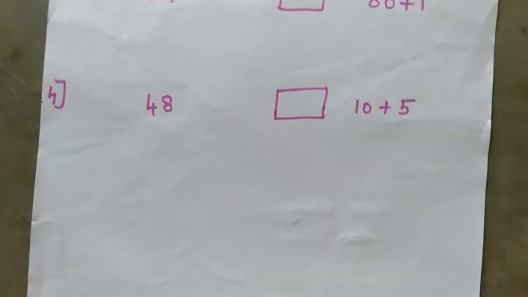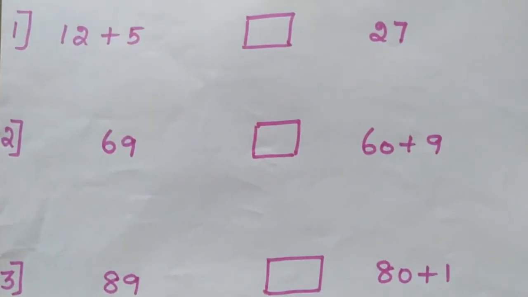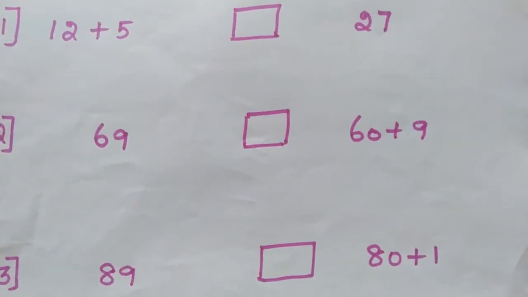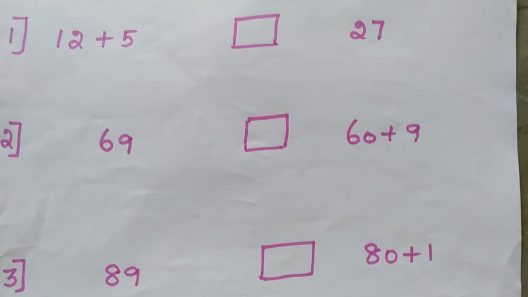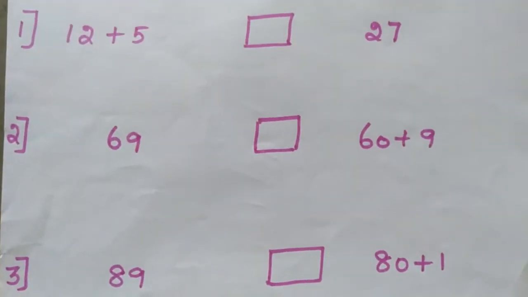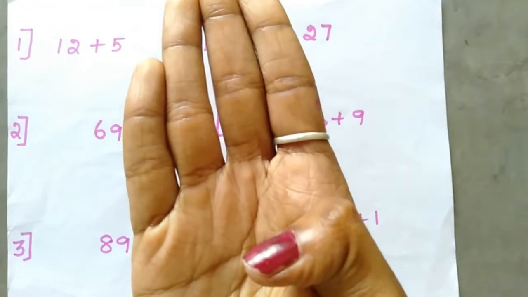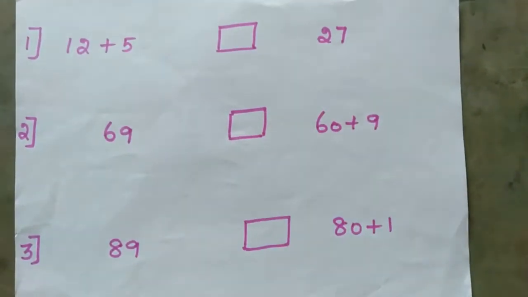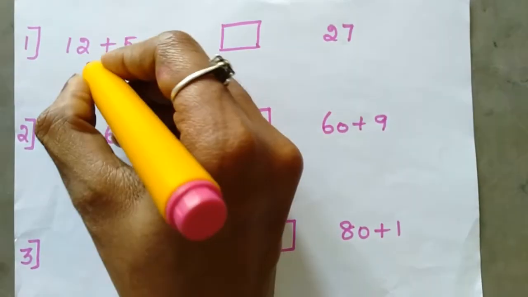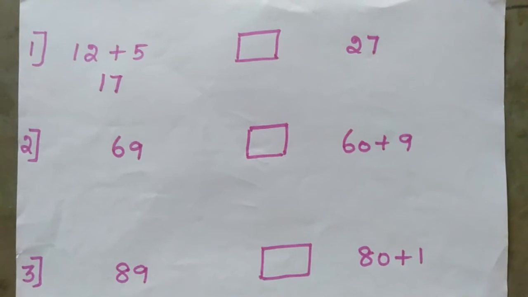Okay. Then you have to add and write. You have to use the symbols. Here 12 plus 5. 12 plus 5 means 12 in the mind. You have to take how many fingers? 5 fingers. 12, after that 13, 14, 15, 16, 17, right? So here you write: if you are adding 12 plus 5, the answer is 17.